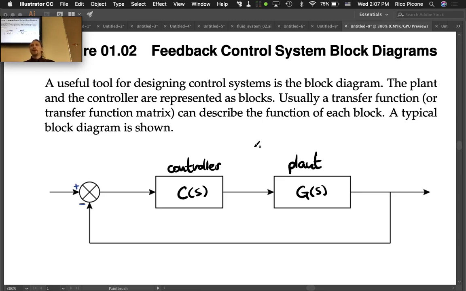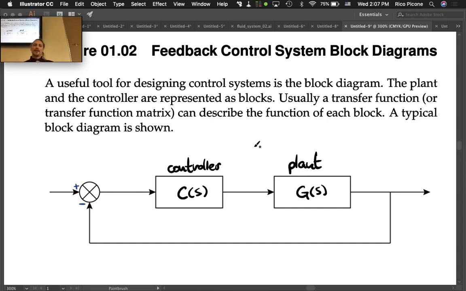Some newfangled controllers that the hep cats are into, they don't have transfer functions, but that's okay. We'll get a long way with our transfer function representation. Hep cats, I don't know.